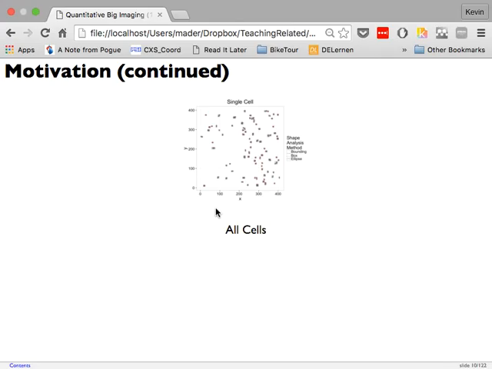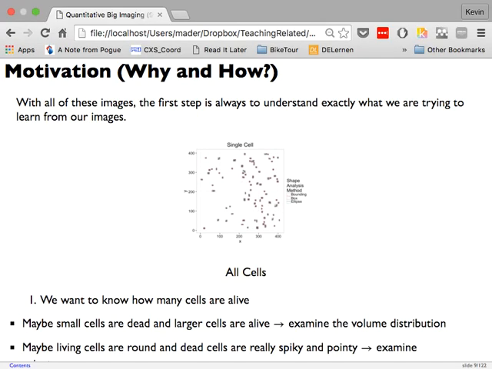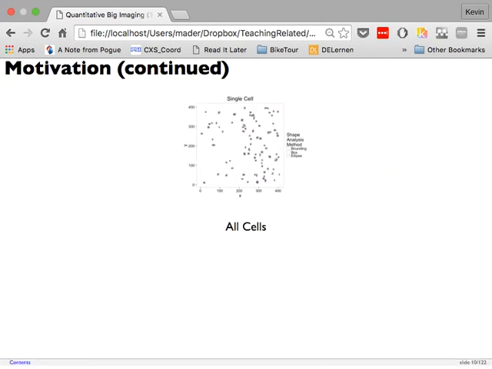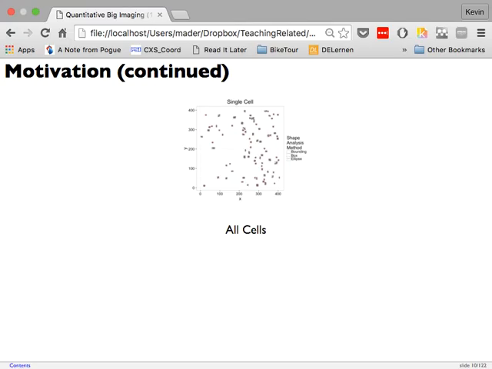Cool. I don't know why that image shows up twice. Anyways. Cool.